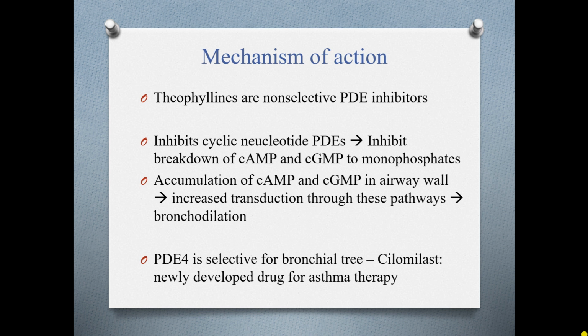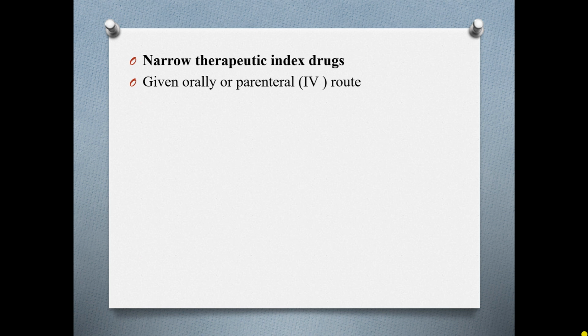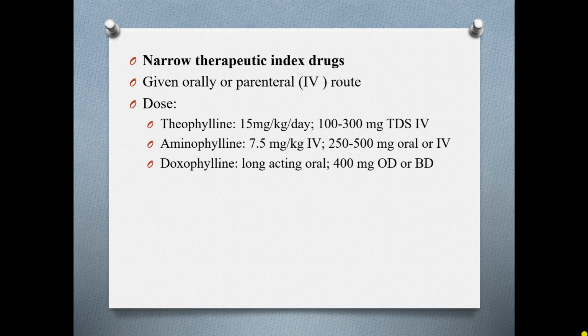Phosphodiesterase 4 enzyme is selective for the bronchial tree, and cilomilast is a newly developed drug for asthma therapy. It is comparatively more selective than theophylline for asthma. But in general, all the xanthine derivatives are narrow therapeutic index drugs. They are given either orally or parenterally, IV. The dose of theophylline is 15 mg per kg per day or 100 mg 3 times a day IV.